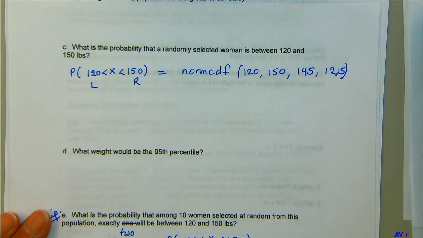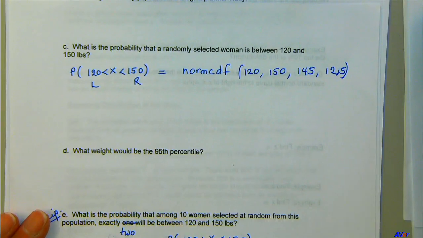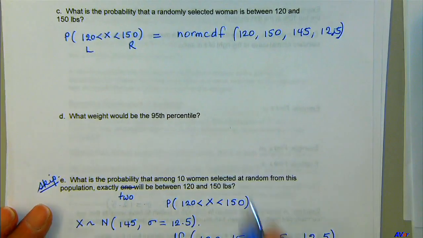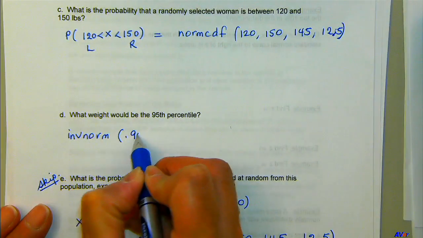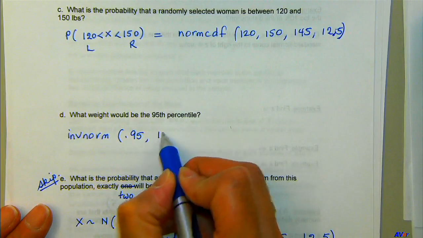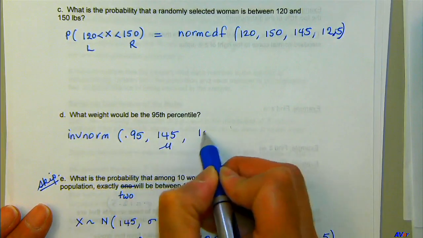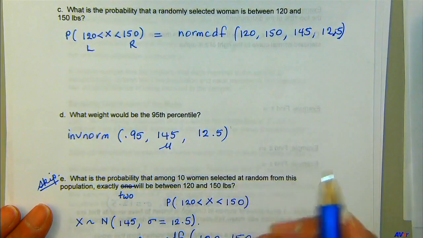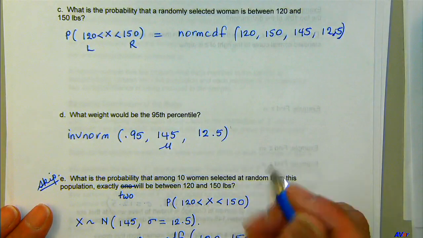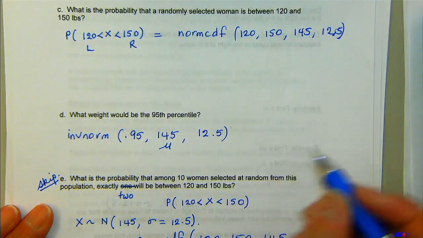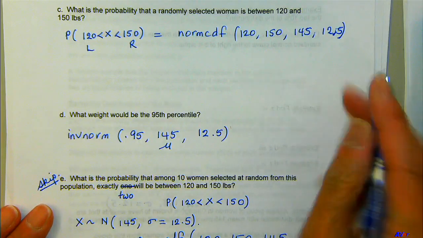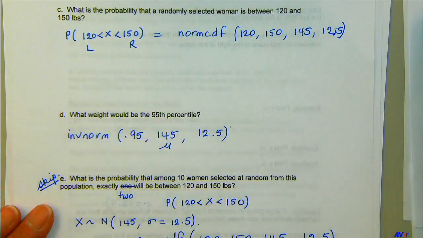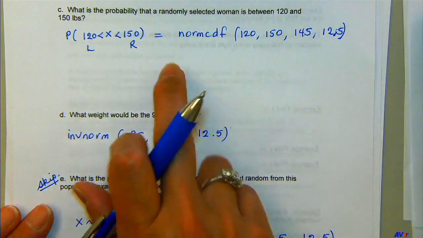What weight would be the 95th percentile? Here we go, inverse norm: 0.95, comma, mu, comma, sigma. Everybody okay? Do you want me to do anything by hand? Just let me know. How about we do this one by hand, because I want to use that in part E. Okay? Let's do this one by hand.